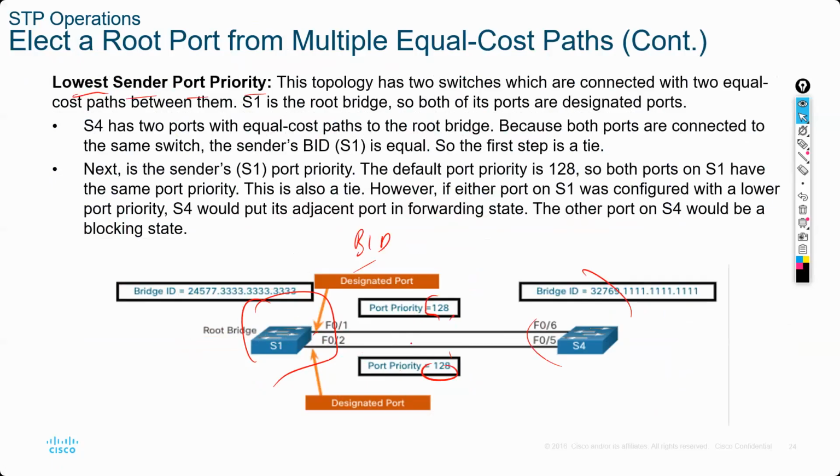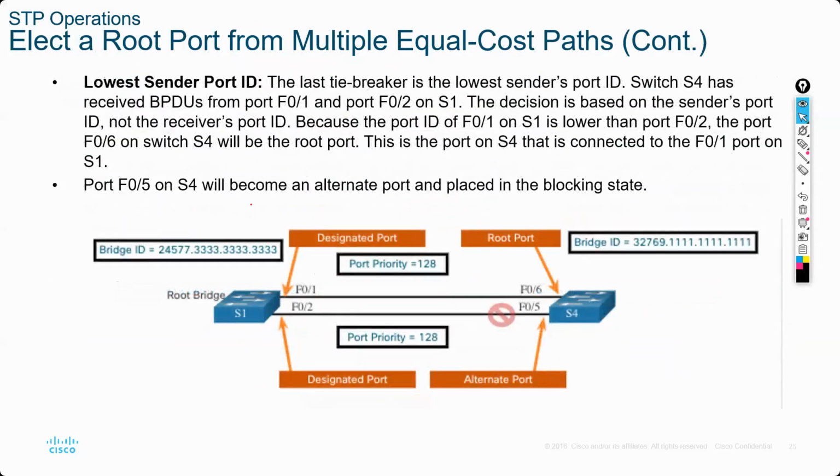We can change this. We can fool the switch to change the port priority. So there's a tie. Look at the problems we have. In terms of cost, there's a tie. In terms of bridge ID, there's a tie. In terms of port priority, there's a tie. So how will the switch break this tie? It needs to break this tie. We need to find a way to break the tie. That's when the switch will go to the last part here.